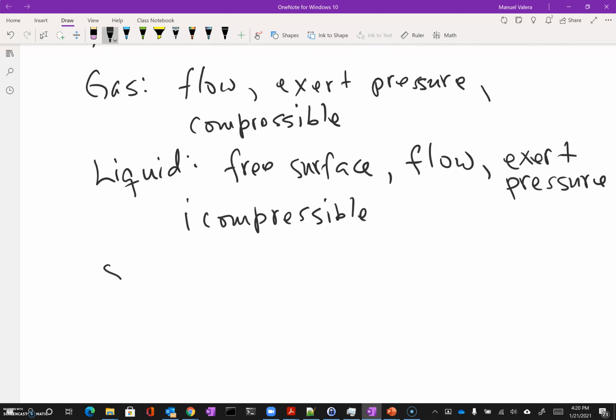And then finally, we have solids. And then solids are particles that are tightly bound, right? They are bound and the shape doesn't change.